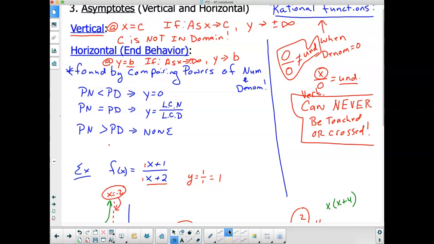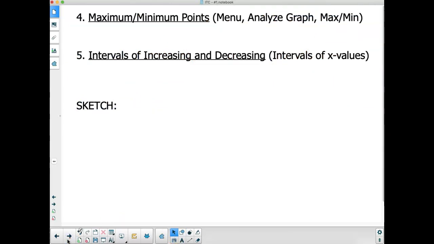I'm going to do one more thing yet, and then I'm going to call it quits for the day. Maximum and minimum points. These are the high points and low points on our graph. Maximums and minimums happen when... how do I want to say this?